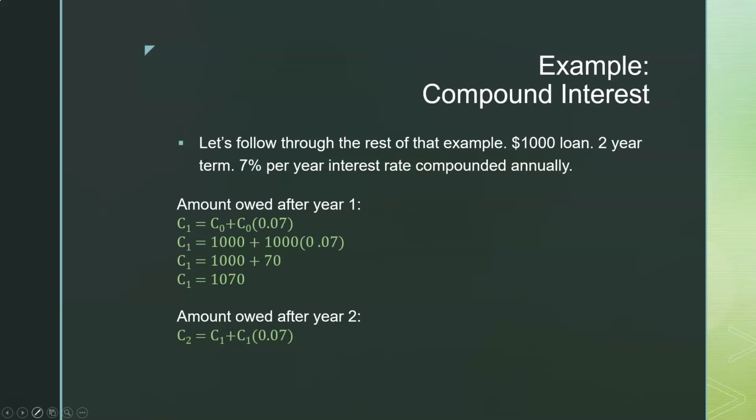We start with the same formula, but this time we're dealing with the year 2 capital, so C2 is equal to the initial capital, which this time is the output capital from year 1, plus that same year 1 capital times 0.07. So we get 1070 plus 1070 times 0.07, which gives us 1070 plus 74.90, and now we get 1144.90.